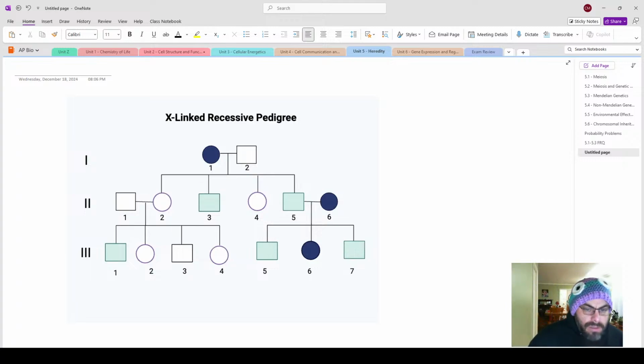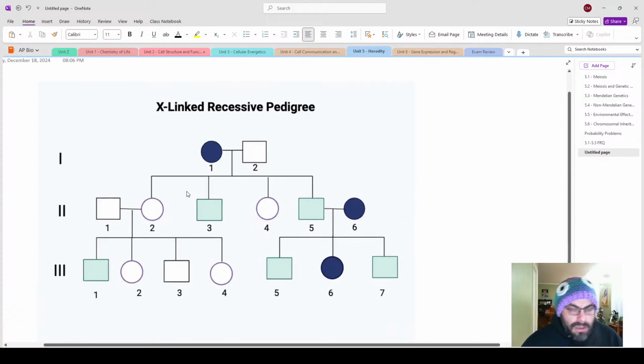All right, so here is an example of an X-linked recessive pedigree. I have not vetted this pedigree out, and I don't understand exactly what's going on here, but we will look at it and just kind of go through it. Okay, I'll try to think about that one, that specific question. All right, so let's look at this.